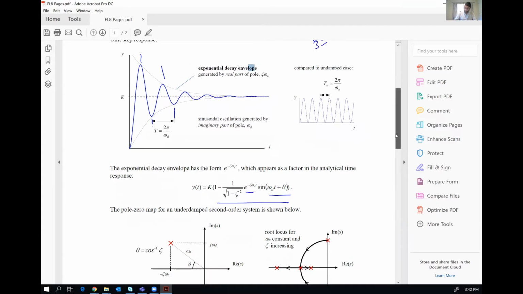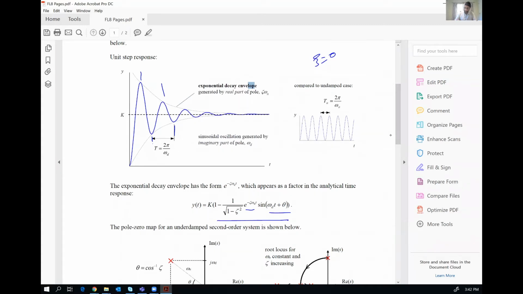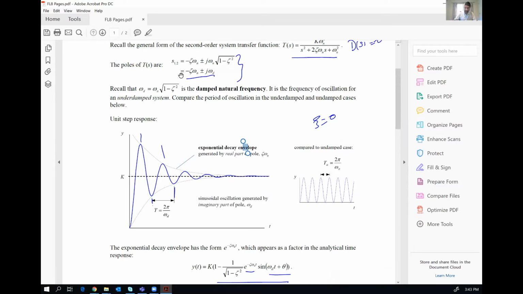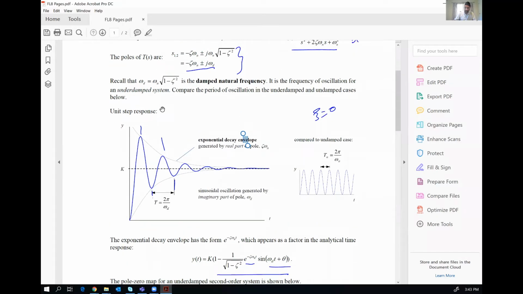The sinusoidal term has an argument of omega d multiplied with time plus theta, which is the initial phase. Omega d is basically the damped oscillation frequency, so it determines the period of the oscillation. The exponential is to the power minus zeta omega n t, where zeta omega n is just the real part of the pole that we described above. So the real part of the pole is also determining how fast the oscillations are going to get attenuated.